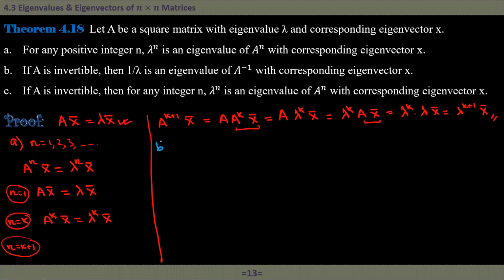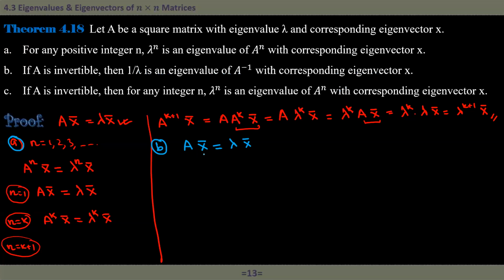How about B? For B, it says that if A is invertible, then 1 over lambda is an eigenvalue of A inverse with corresponding eigenvector X. Okay, so A is invertible, and we know that A times vector X is equal to lambda times vector X. Since A is invertible, that means that it has an inverse.